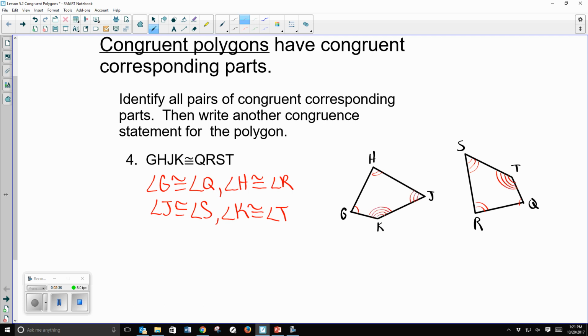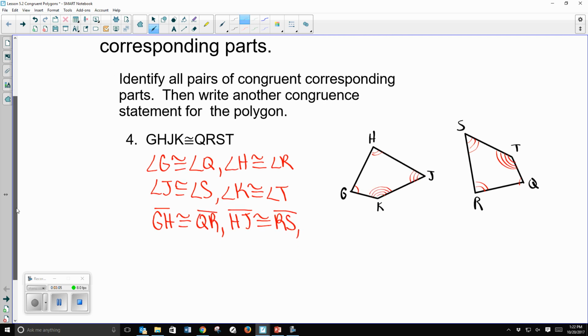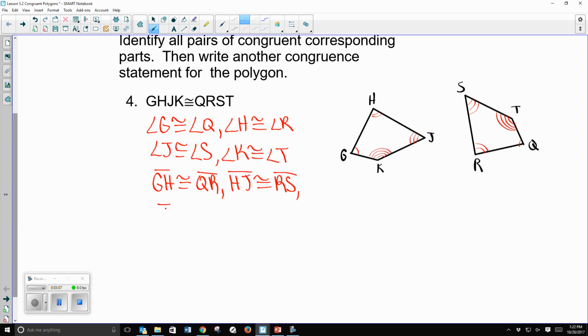So we'll start with side GH. Use the segment symbol. It's congruent to side QR. Next would be HJ, and you can follow along on the figures to see how that works. JK is congruent to ST.